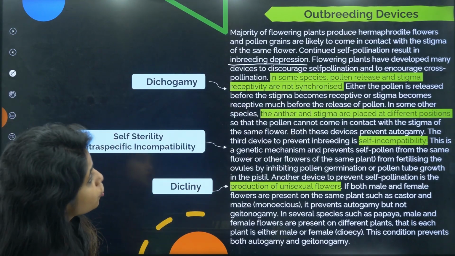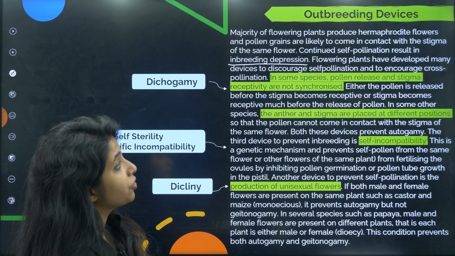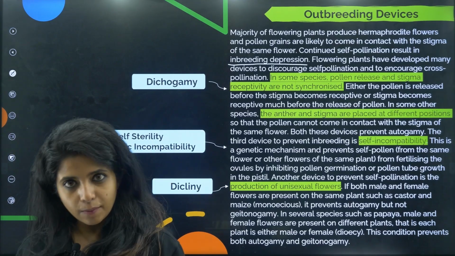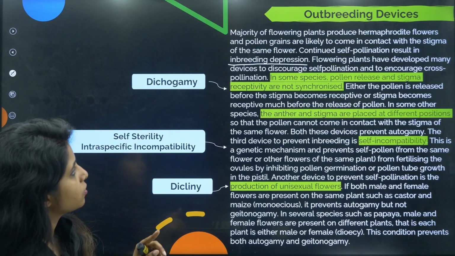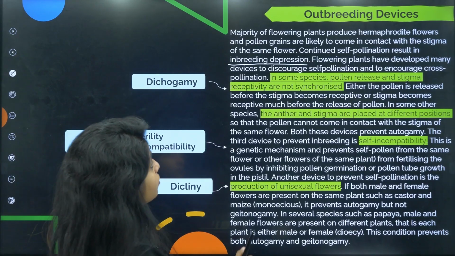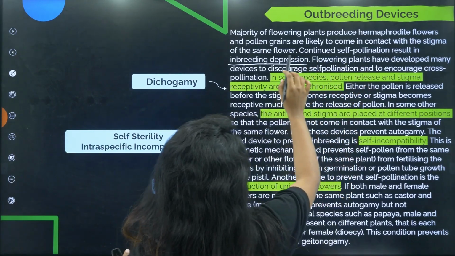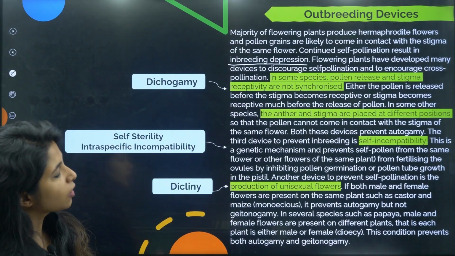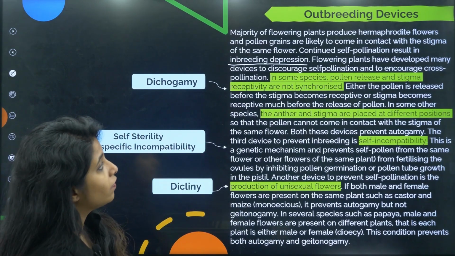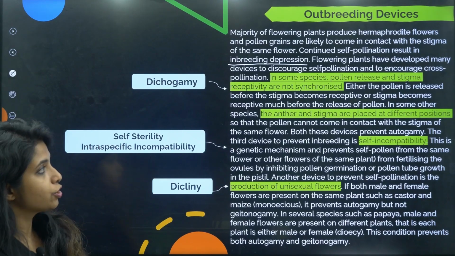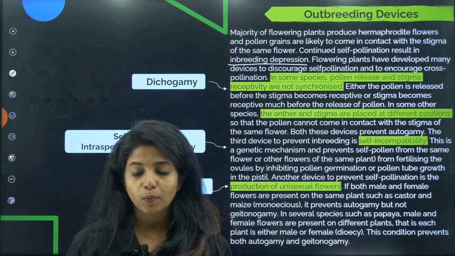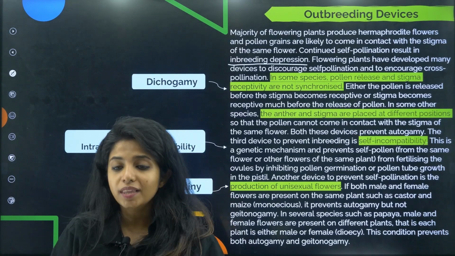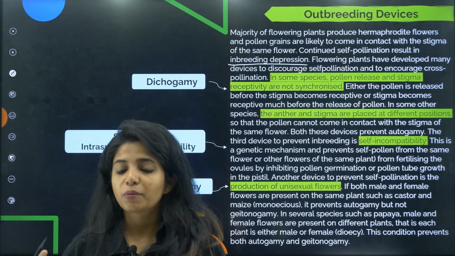So, the majority of flowering plants produce hermaphroditic flowers. What do you mean by hermaphroditic flowers? Where both the sexes are present, that is, the male reproductive part and the female reproductive part are present. In hermaphroditic flowers, pollen grains are likely to come in contact with the stigma of the same flower. Continued self-pollination results in inbreeding depression. Flowering plants have developed many devices to discourage self-pollination and to encourage cross-pollination. So, even the flowers do not want self-pollination to happen, and they have evolved in a way that self-pollination could be prevented.